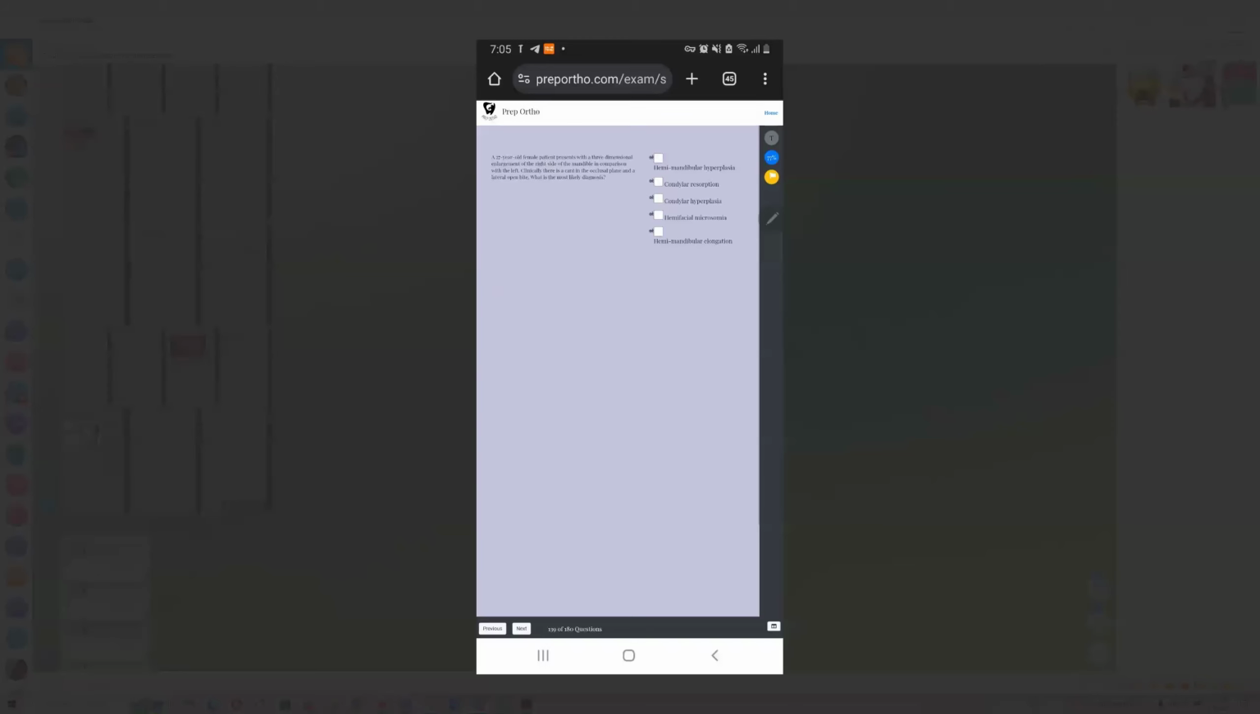Sir, why not condylar hyperplasia? Because it's only on one side. Okay, it's hemimandibular. Okay.